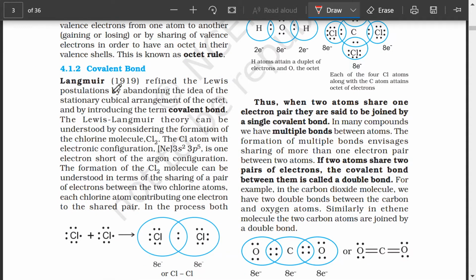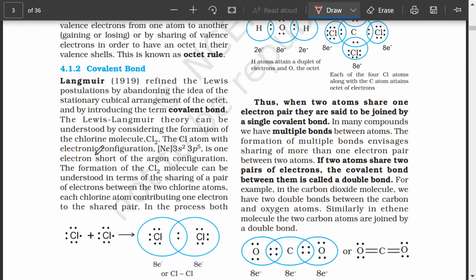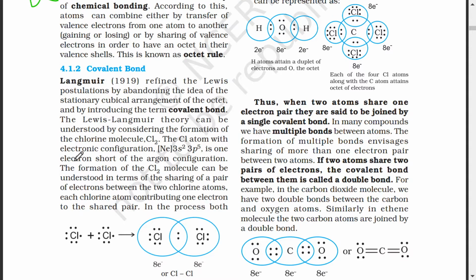Covalent bond. Langmuir redefined the Lewis postulations by abandoning the idea of the stationary cubical arrangement of the octet and by introducing the term covalent bond. The Lewis-Langmuir theory can be understood by considering the formation of the chlorine molecule, Cl2. The Cl atom, with an electronic configuration of 3s2 3p5, is one electron short of argon configuration. The formation of the chlorine molecule can be understood in terms of sharing of a pair of electrons between the two chlorine atoms, each chlorine atom contributing one electron to the shared pair.